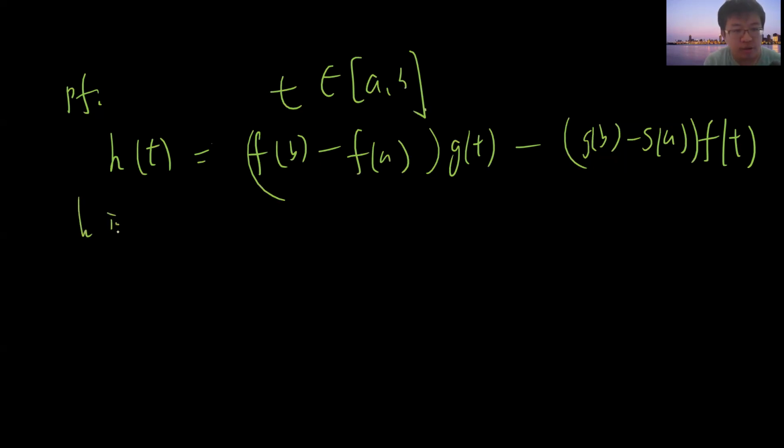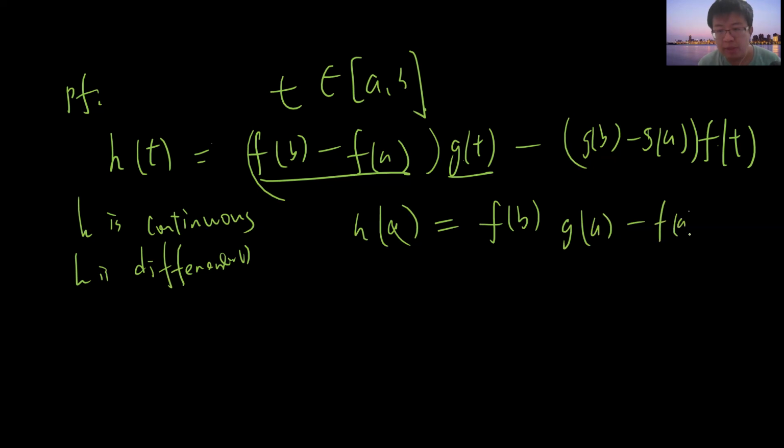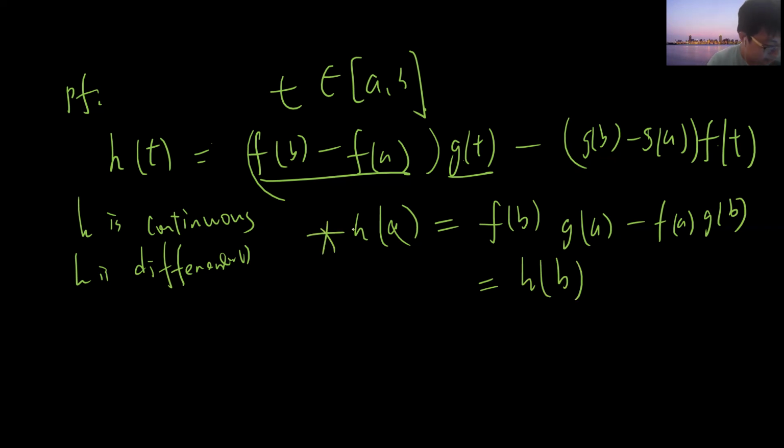Now we say that h is continuous. Why? Because these are constants and these are continuous, so it's a sum of continuous functions, and h is also differentiable. Let's say h of a: you get f(b) g(a) minus f(b) g(b), and you also get the same for h of b. So this you need to check.